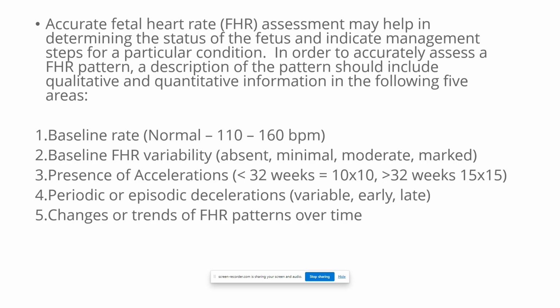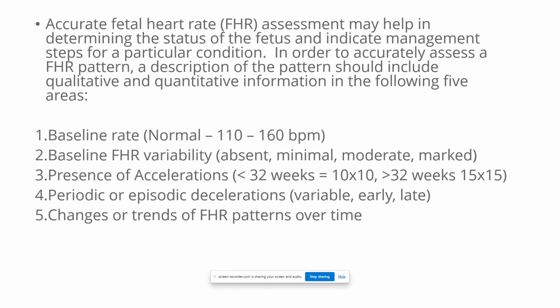So, first thing you need to know is a normal fetal heart rate is between 110 to 160 beats per minute. When we're looking at the heart rate, one of the main things that we look at is their variability. So, variability, we would describe as absent, minimal, moderate, or marked. And we're going to discuss that in the next few slides.